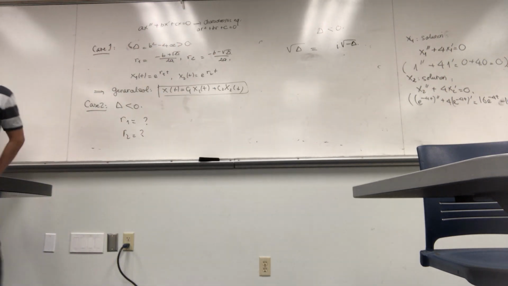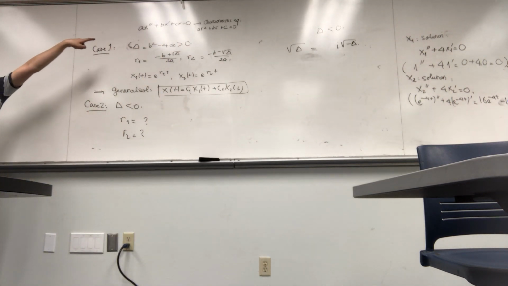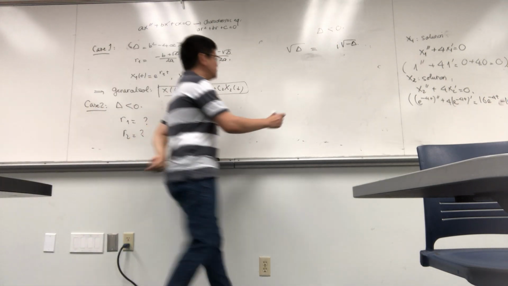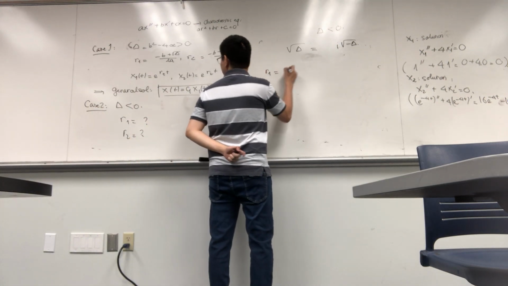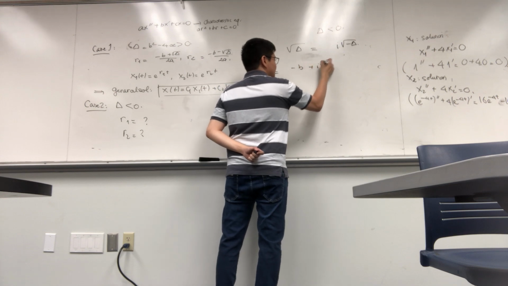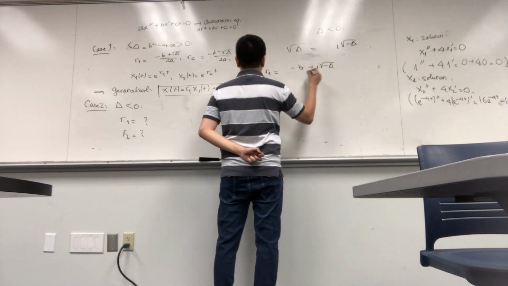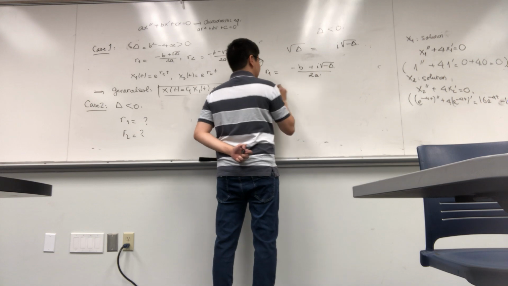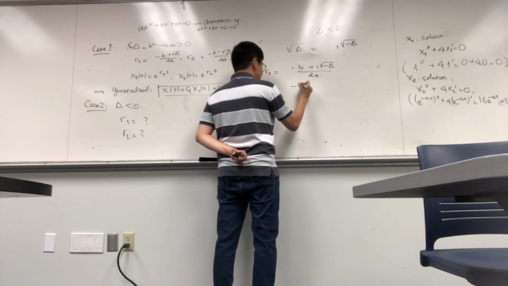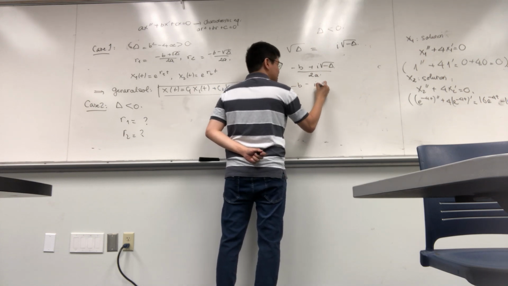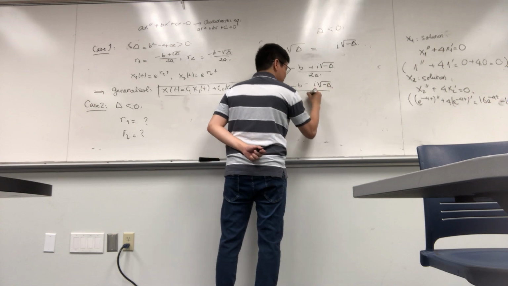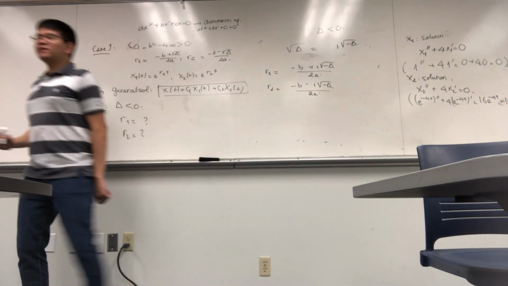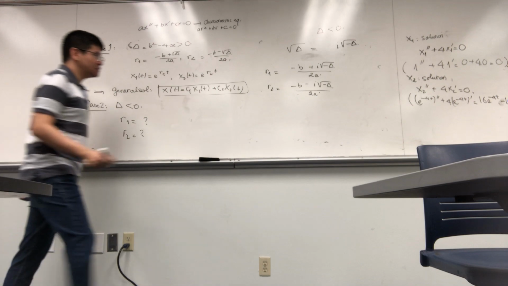Right? So you just have to change this formula a little bit. So R1 will be minus B plus I square root minus delta over 2A, and R2 will be minus B minus I square root minus delta over 2A. So what is the I? The I is the number.